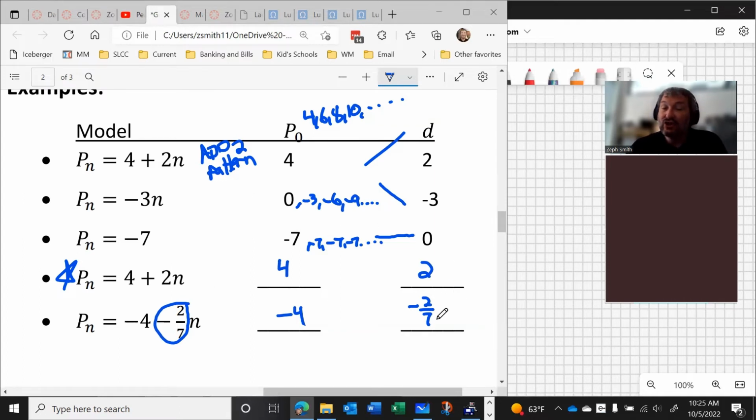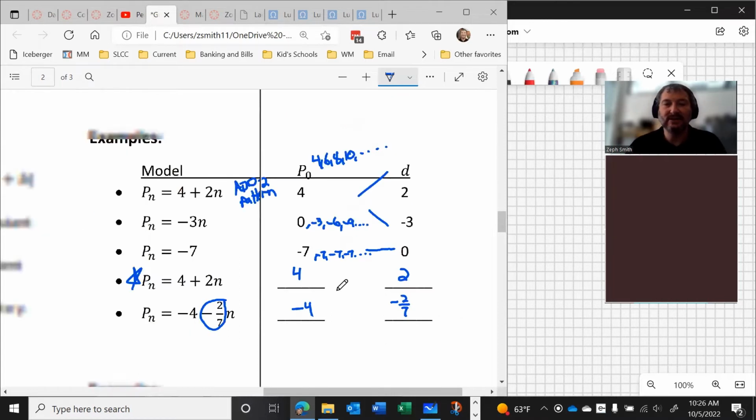So another add 2 pattern. This is why the sign is so important. This is a subtract 2/7 pattern. Okay, nice.